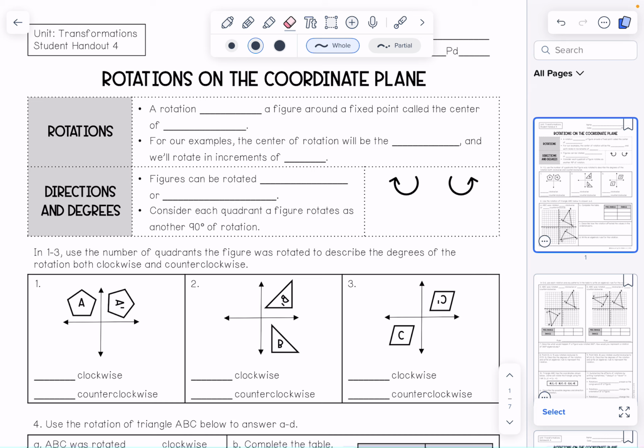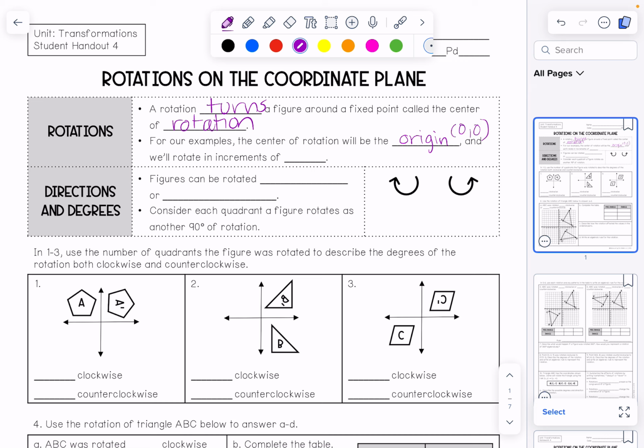So a couple of things about rotations. Remember that rotations are like turning an object, okay? So a rotation is going to turn a figure around a fixed point called the center of rotation. And so for the examples we're going to be looking at, the center of rotation will be the origin on the coordinate plane, so 0, 0.